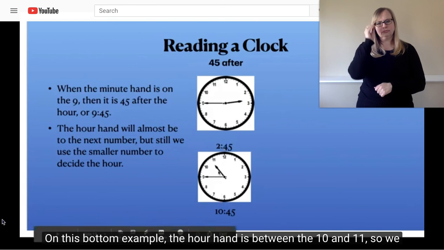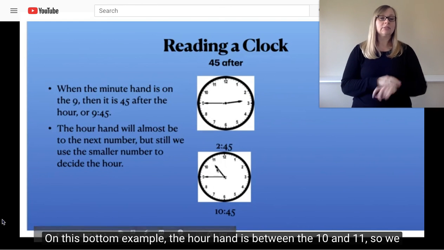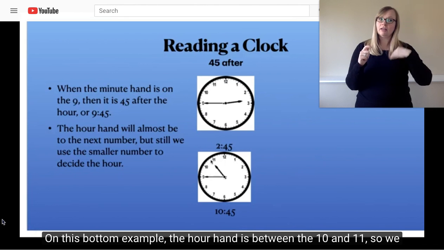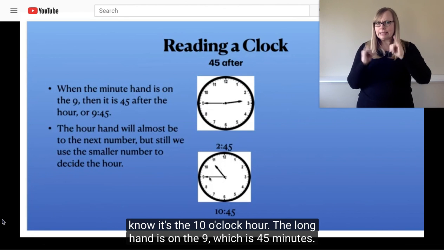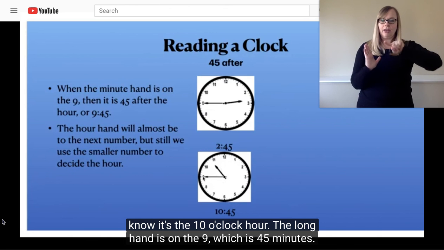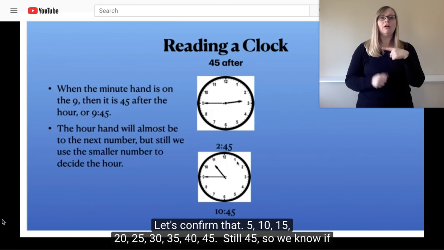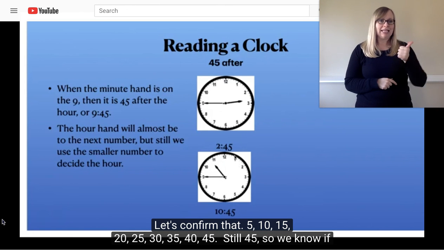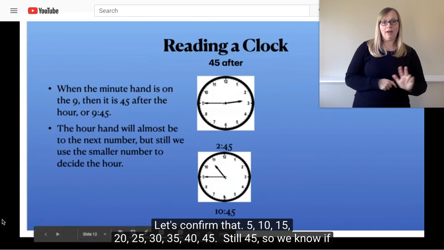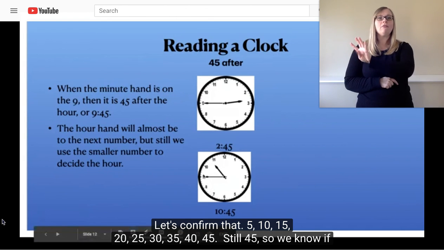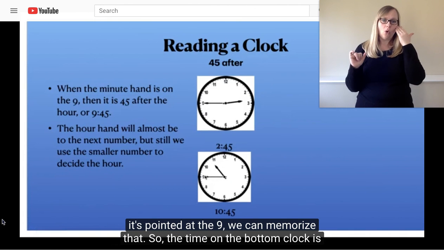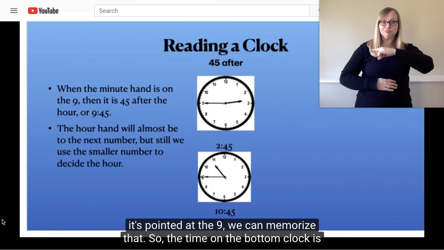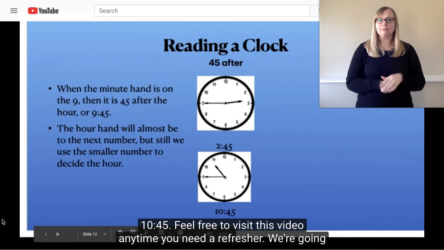On this bottom example, the hour hand is between the 10 and 11. So we know it's the 10 o'clock hour. The long hand is on the 9, which is 45 minutes. Let's confirm that. 5, 10, 15, 20, 25, 30, 35, 40, 45. Still 45, so we know if it's pointed at the 9, we can memorize that. So the time on the bottom clock is 10:45.